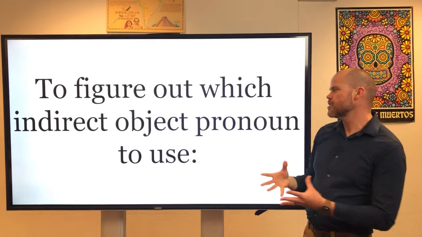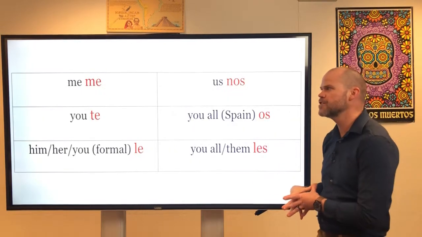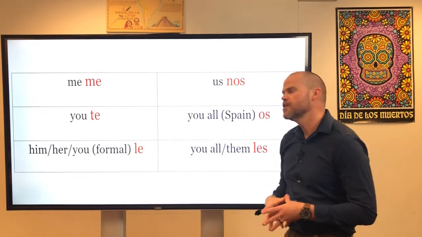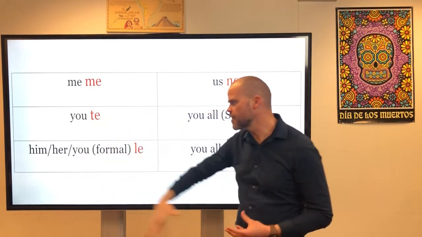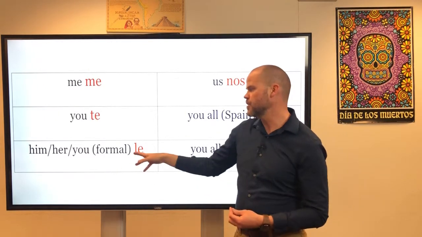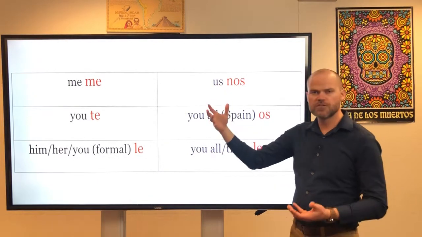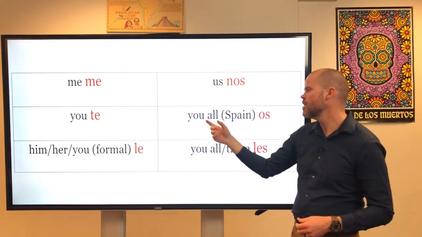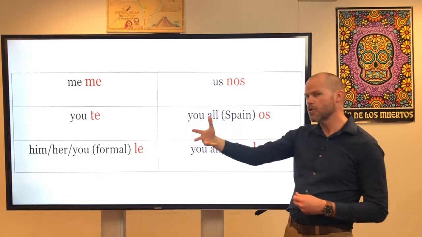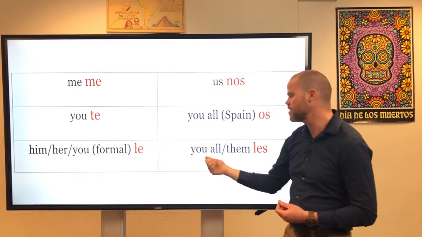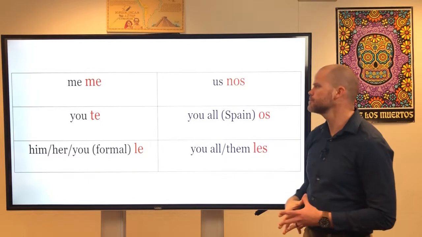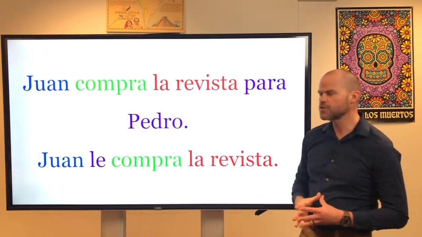So to figure out which indirect object pronoun to use, if the action is done to me or for me, you would use me. If the action is done to you or for you, it would be te. If the action is done for him, for her, or for you formal, it's going to be le. If the action is done to us or for us, it's going to be nos. If it's done to you all in Spain, it's going to be os. And finally, if it's done to you all or for you all or them, it's going to be les. So a couple more examples here.